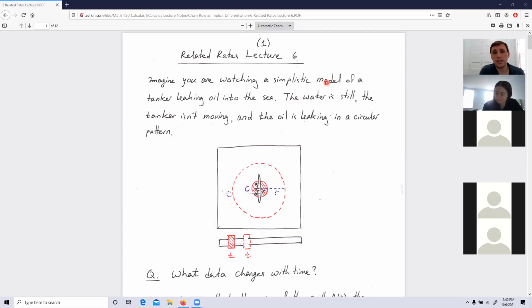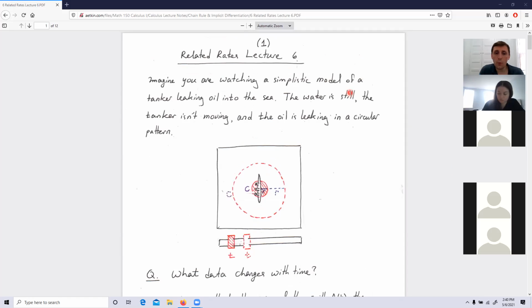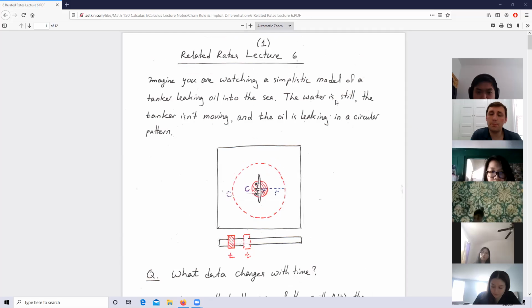Imagine we have a very simplistic model of a tanker that is leaking oil into the sea. The water is still, and the leak spreads in a circular pattern. Yes? So imagine you're watching a video of it. As you move the time cursor forwards, you can see that the puddle of oil is growing larger and larger. Agreed? Now, what changes with respect to time? Which factors in this video change over time, please? And write it fast.